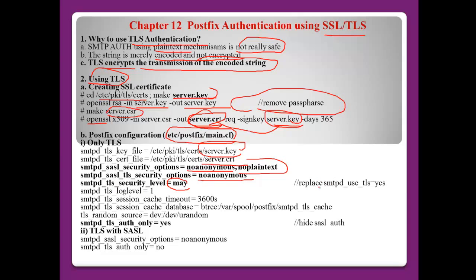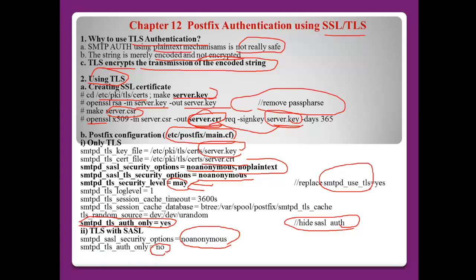In the previous version we used this one, smtp_use_tls yes, but now in CentOS 6.4 we will use this option, and the log file session, the cache directory like this, and this line, smtp_tls_auth_only. In this case, normally this will hide the SASL authentication. But if you want to use SASL and TLS together, then here the SASL security option must be noanonymous only, and smtp_tls_auth_only must be changed to no.